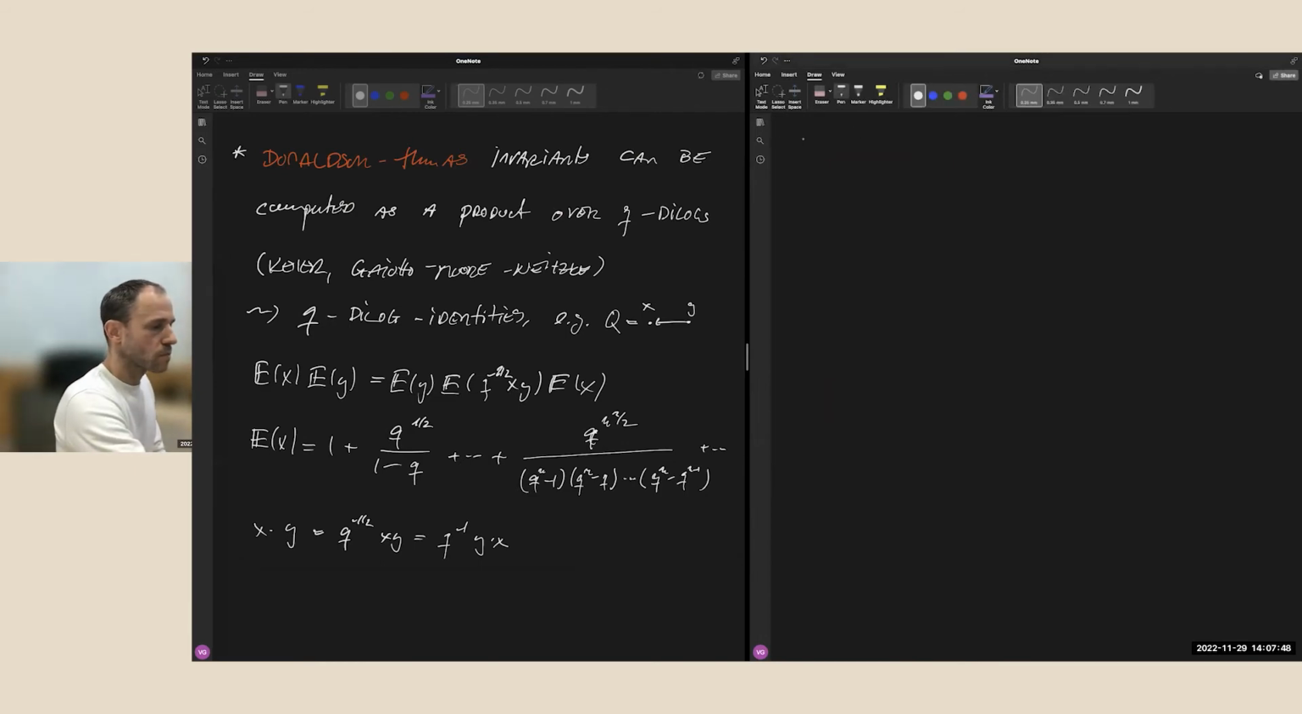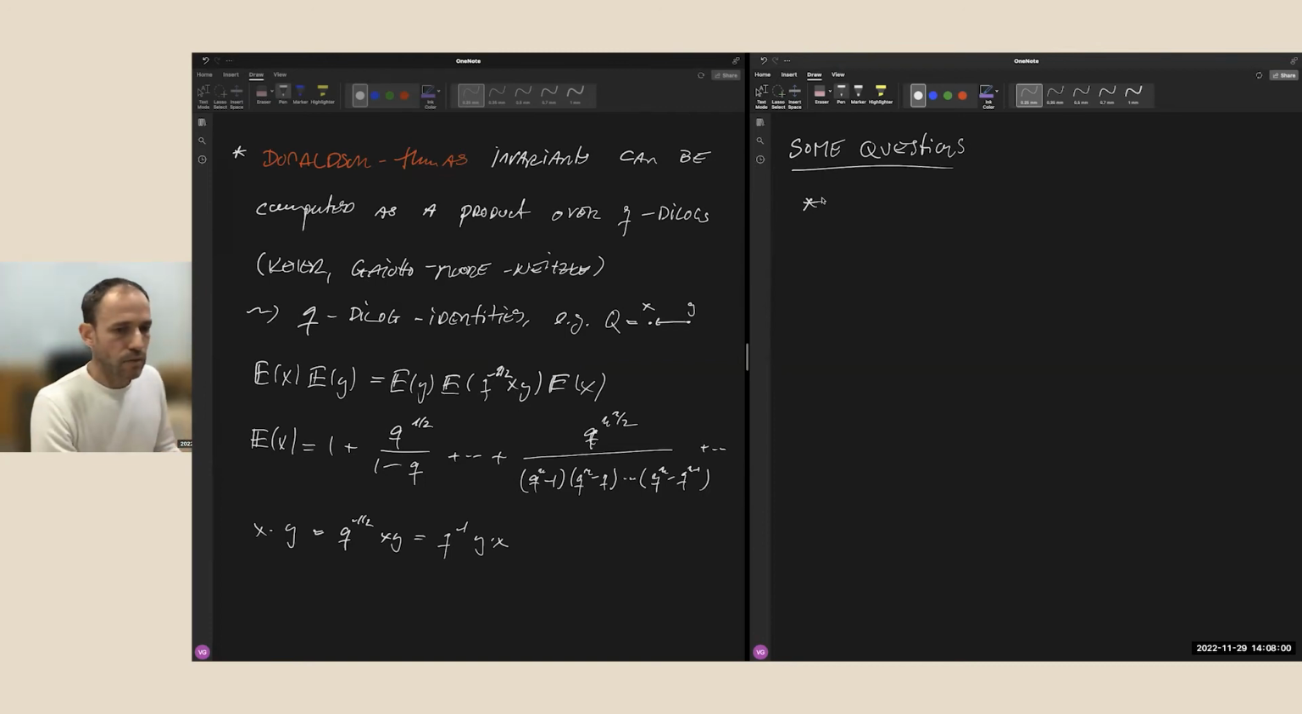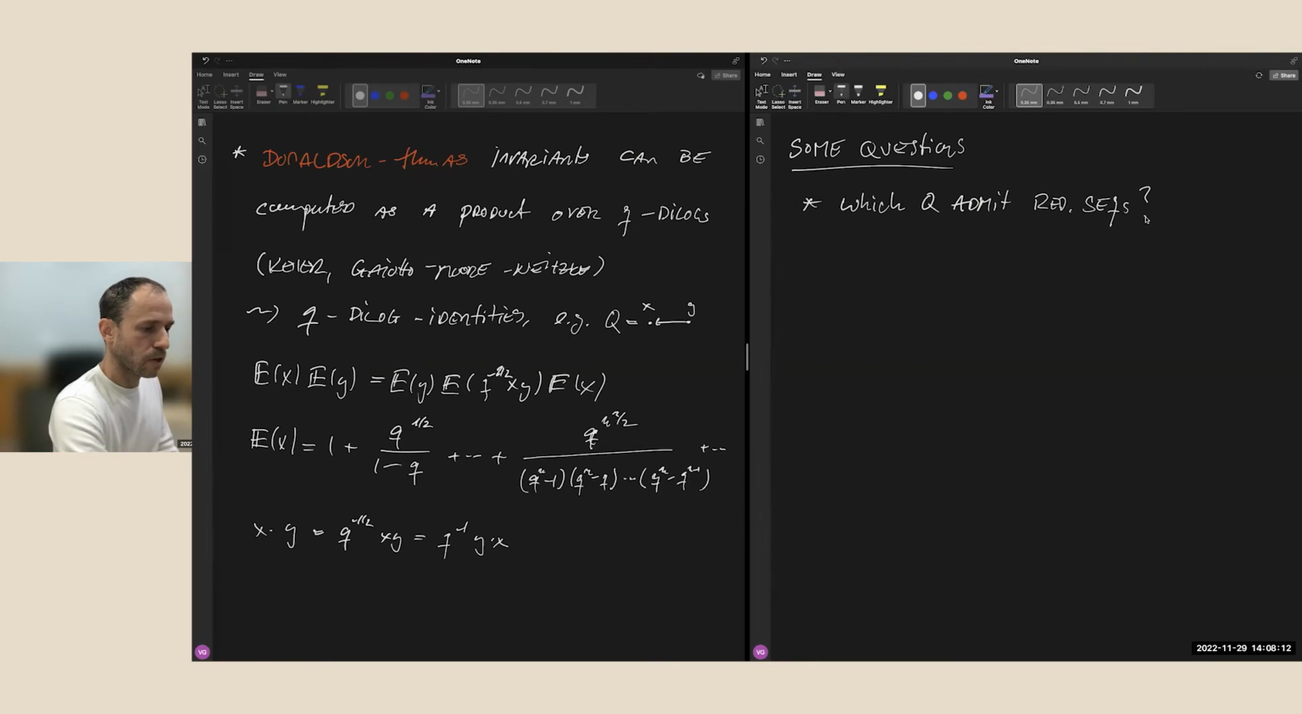Now here are some questions which I have about reddening sequences. So first of all, as I mentioned in the beginning, of course we want to know which quiver Q admit reddening sequences. Or specifically, is there an algorithm which, after a time which can be bound, spits out a reddening sequence, or that there doesn't exist one?